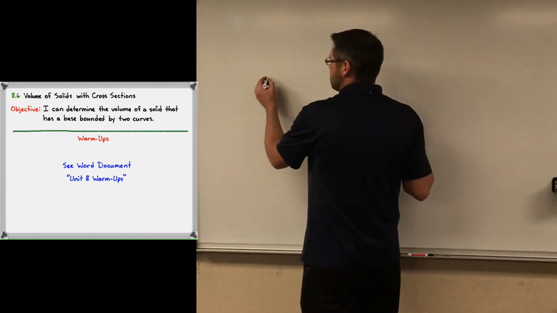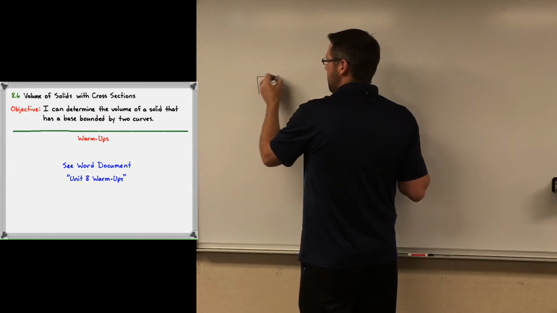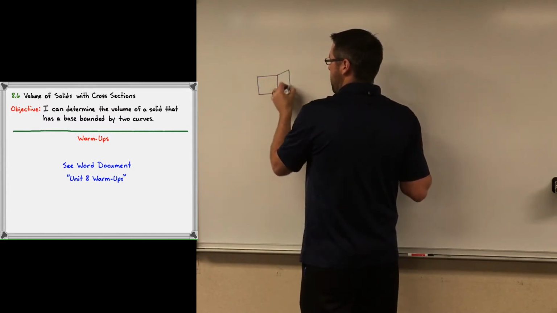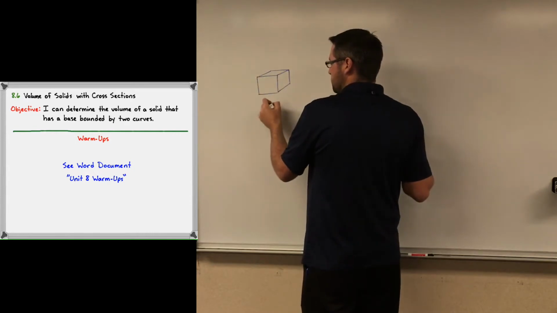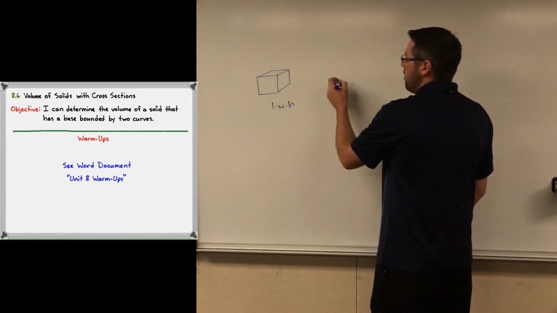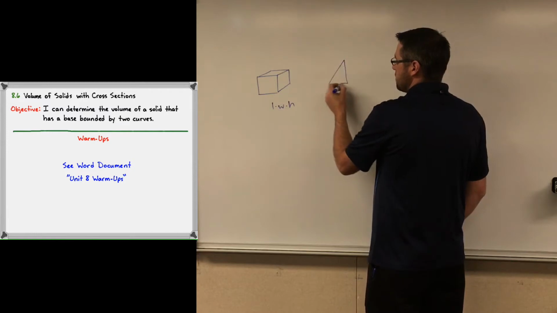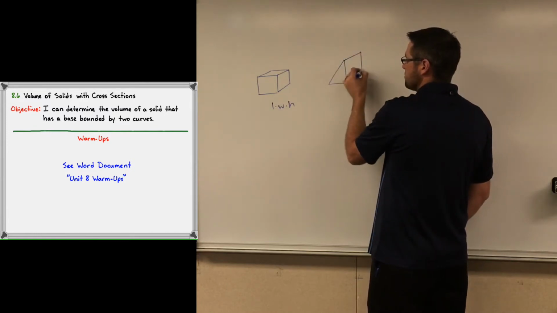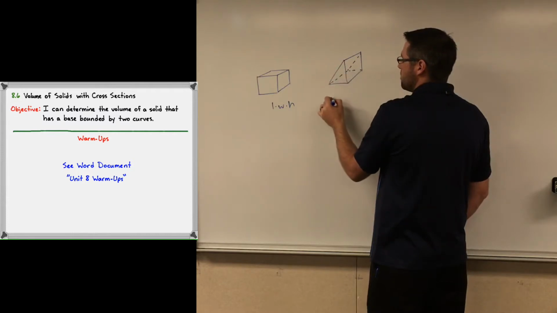Now, just real fast, do you guys remember how to find the volume of, let's say, a prism? Length times width times height, right? Okay. What's the volume of, let's say, this guy then? Let's say it was a triangular prism. Okay, yeah. 1/2 base times height. So it'll be 1/2 of length times width times height.